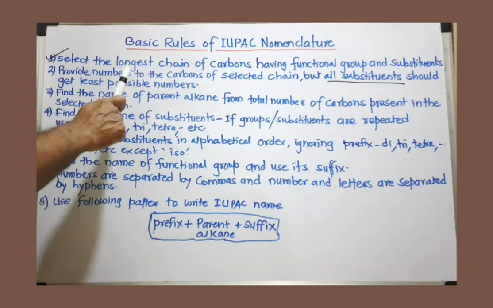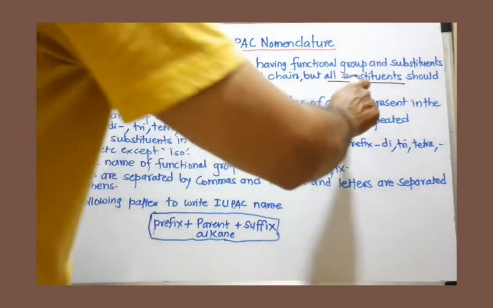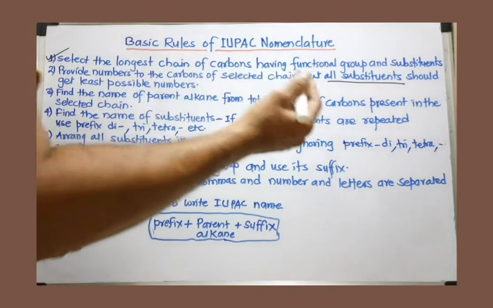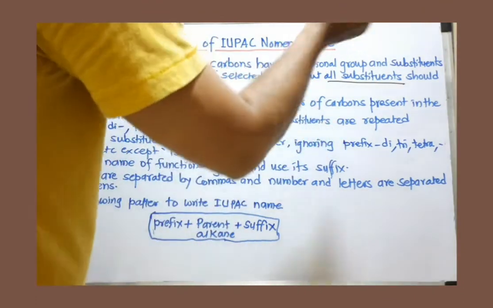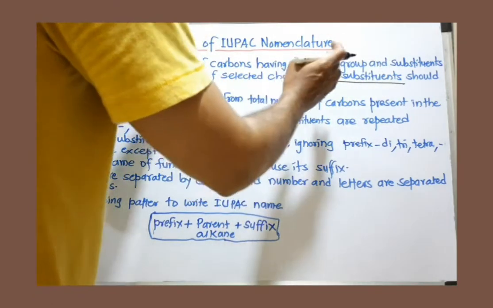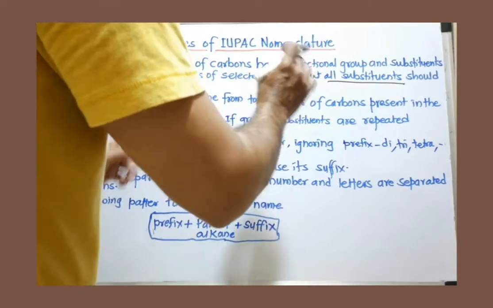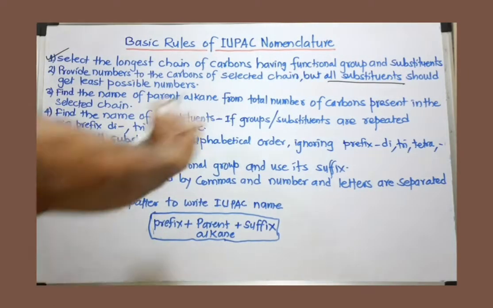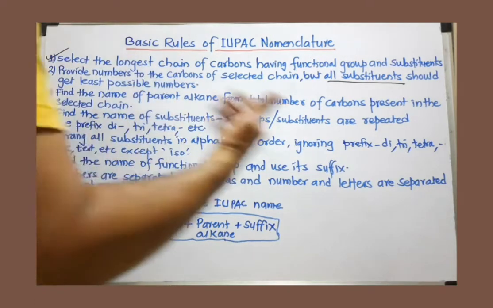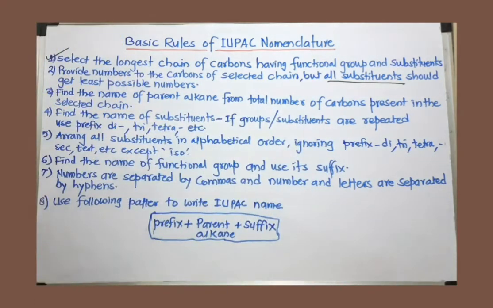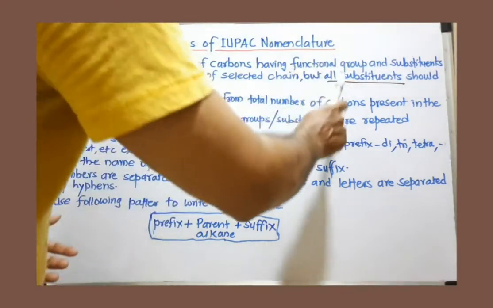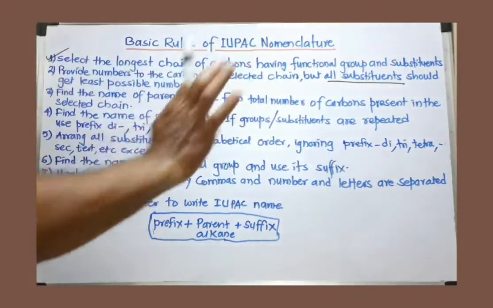Now provide the numbers. While providing numbers, you make sure all substituents get the least possible number. How can you do that? You can do it in a number of ways. You can find their locant numbers and add them together. The least summation is the best way of numbering. That will assure you that all substituents get the least possible number. So you can start numbering from this end or from that end. That doesn't matter. The only thing is all substituents should get the least possible number.